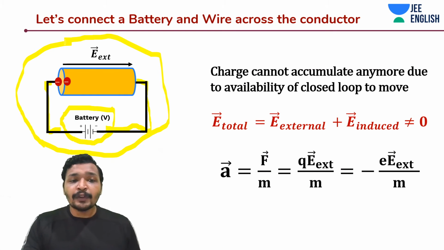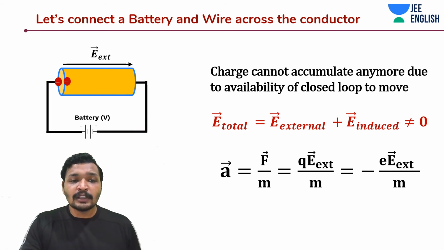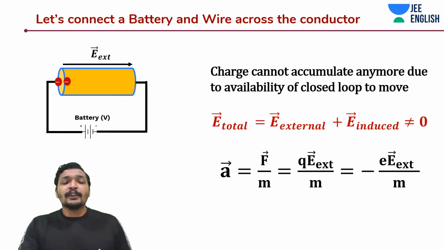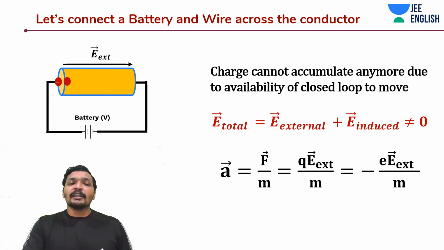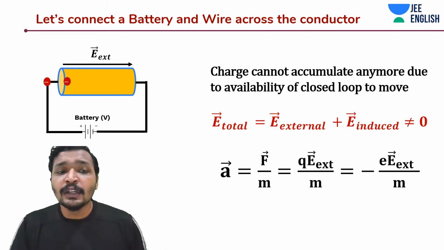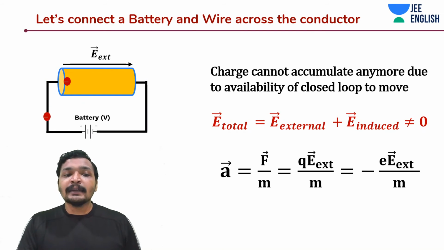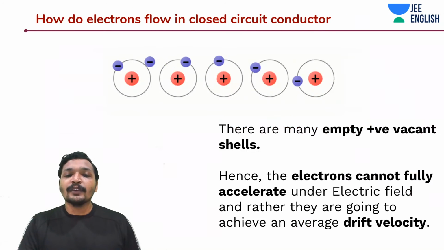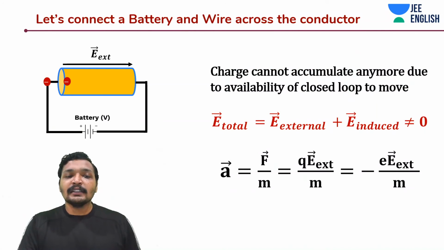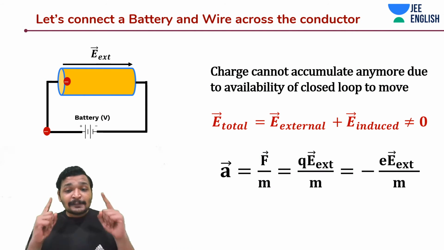But now, if you notice, I'll just remove all these highlights, and you'll notice that the charges have started flowing. Because the charges are not accumulating anymore. They have a place to flow. This wire is letting them flow. You got this point, right? Charges are flowing. So this point should be clear.